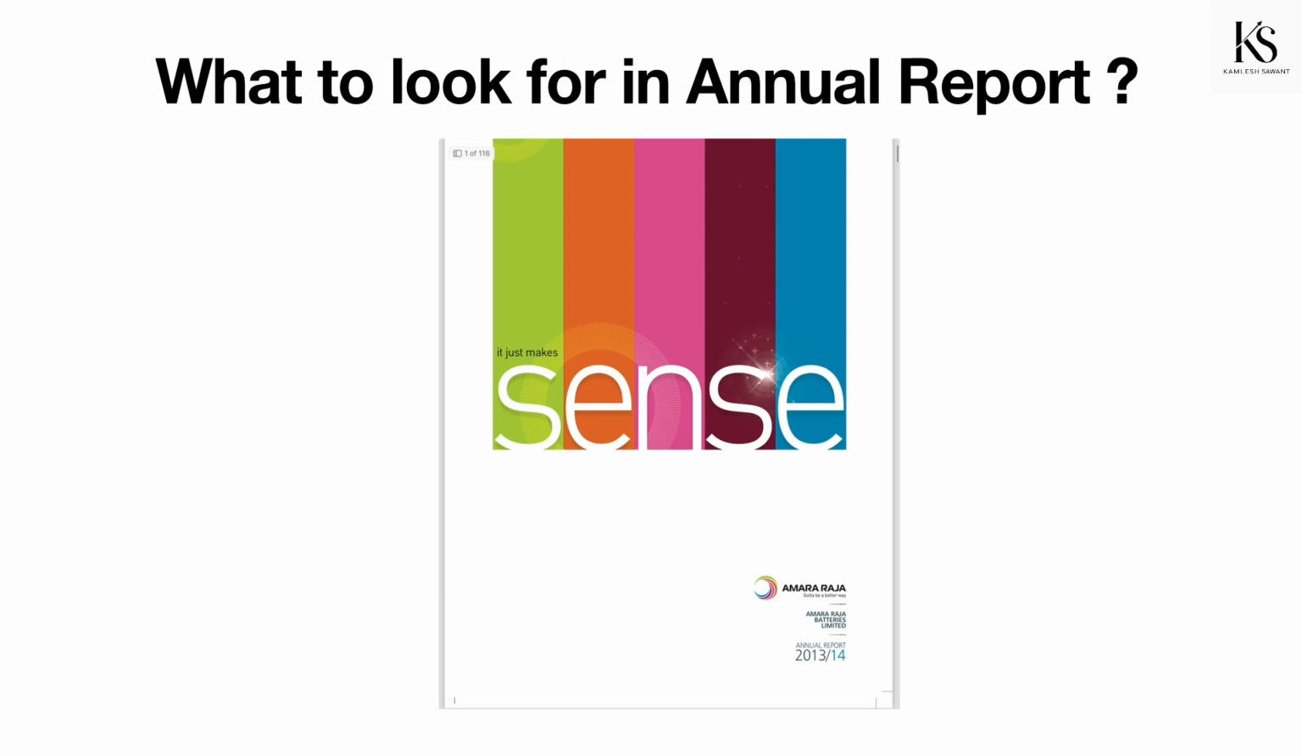For the sake of illustration, I have taken the annual report of Amara Raja Batteries Limited, belonging to financial year 2013 to 2014. As you may know, Amara Raja Batteries Limited manufactures automobile and industrial batteries. Please remember, the objective of this video is to give you a brief orientation on how to read an annual report. Running through each and every page of an annual report is not practical.